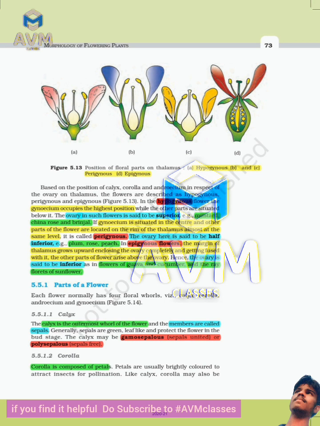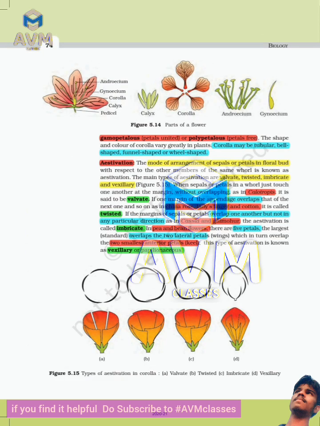5.5.1.2 Corolla. Corolla is composed of petals. Petals are usually brightly colored to attract insects for pollination. Like calyx, corolla may be also united, gamopetalous, or polypetalous. The shape and color of corolla vary greatly in plants. Corolla may be tubular, bell-shaped, funnel-shaped or wheel-shaped.